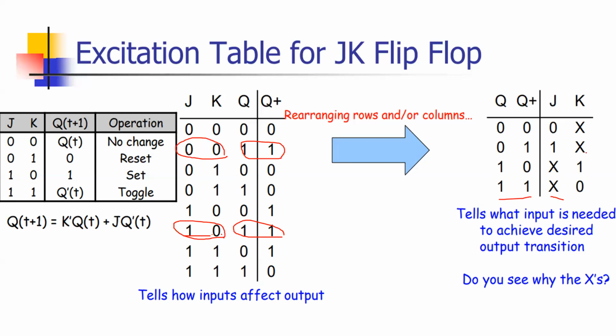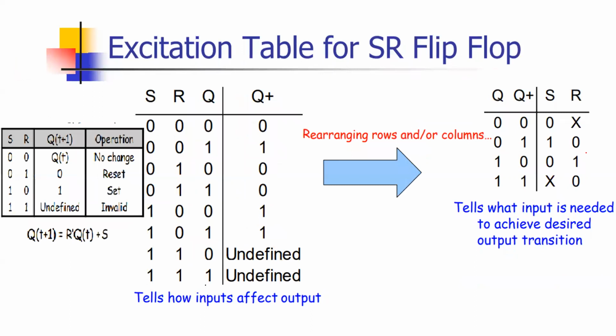Now we'll see our last flip-flop, the SR flip-flop, which is very similar to the JK flip-flop. First we will see the truth table of SR flip-flop. When it is 0 0, the output is the previous state as it is, so the operation is no change. When it is 0 1, the output is 0, that is the reset operation. When it is 1 0, the output is 1, that is the set operation. And when it is 1 1, it is undefined, meaning it is invalid.